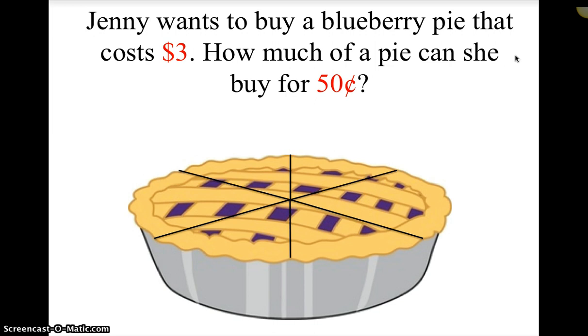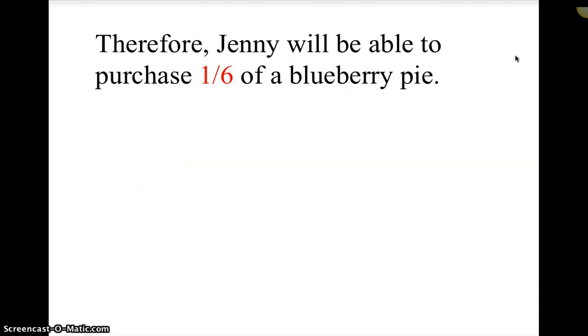So if we divide this blueberry pie into 6, we see that each 6th equals 50 cents. So if we have 6/6, that is equal to 1 whole. And we see each 6th is equal to 50 cents. And Jenny has 50 cents. Therefore, Jenny will be able to purchase 1/6 of a blueberry pie.